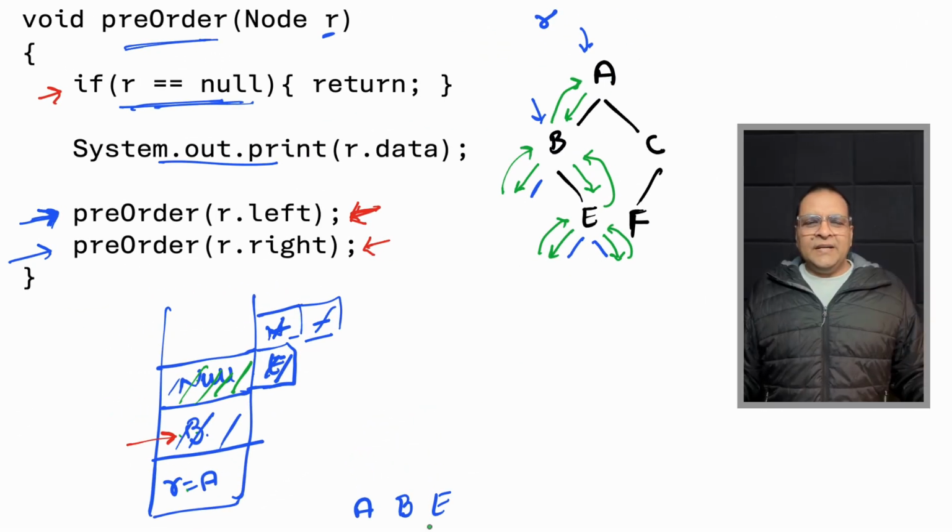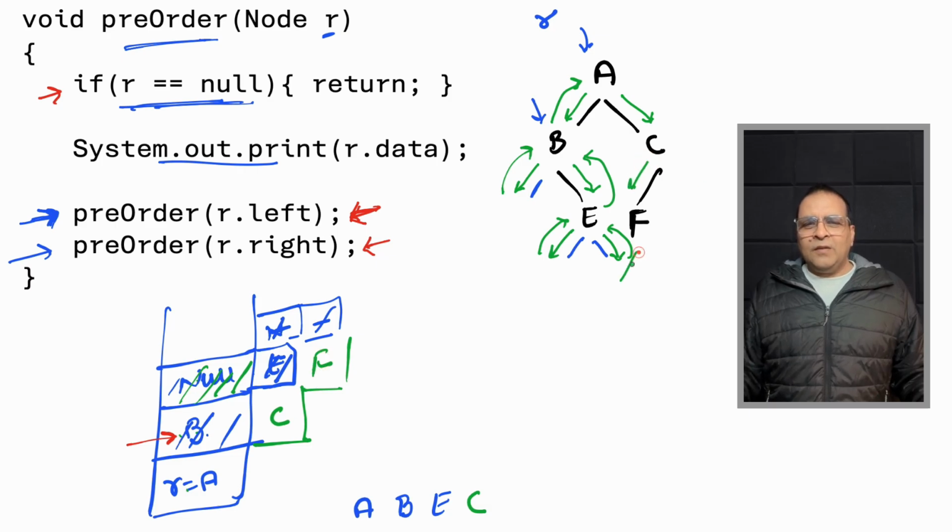Now a has printed itself and the left child of a is completely processed. Therefore, the function will be called for the right child of a, which is c. When the function is called for c, then c will first print itself. After printing itself, c will call the function for its own left child, which is f.